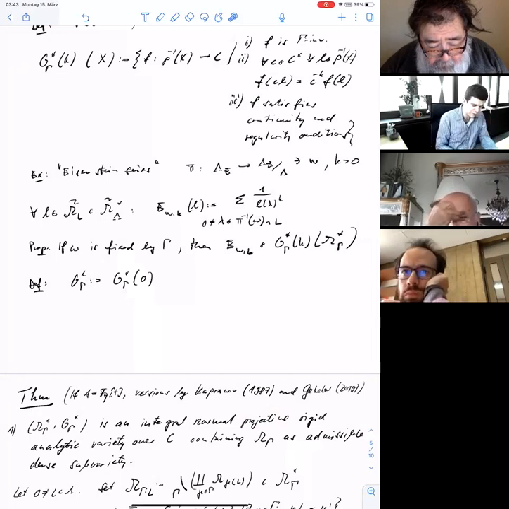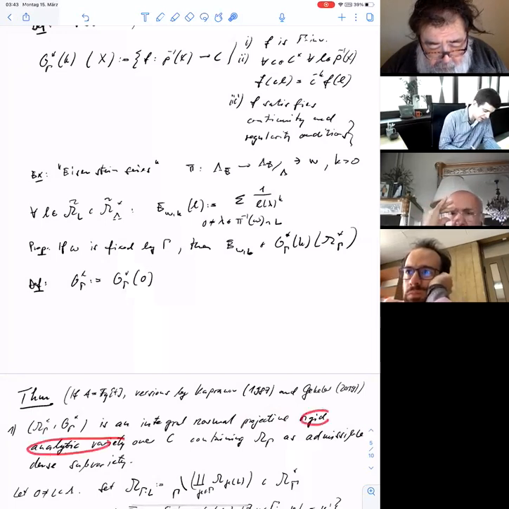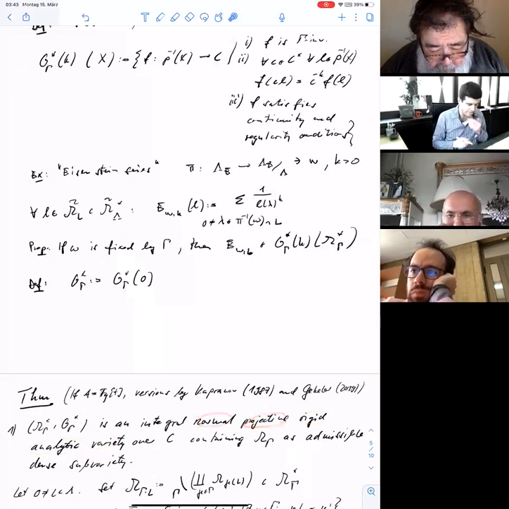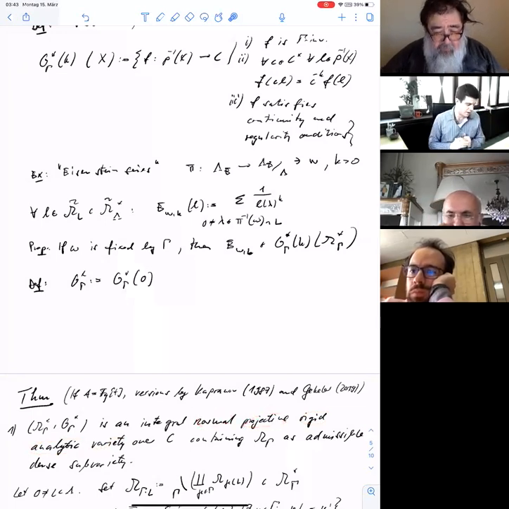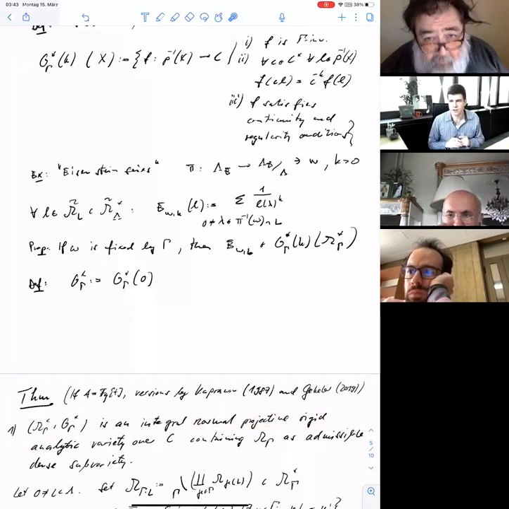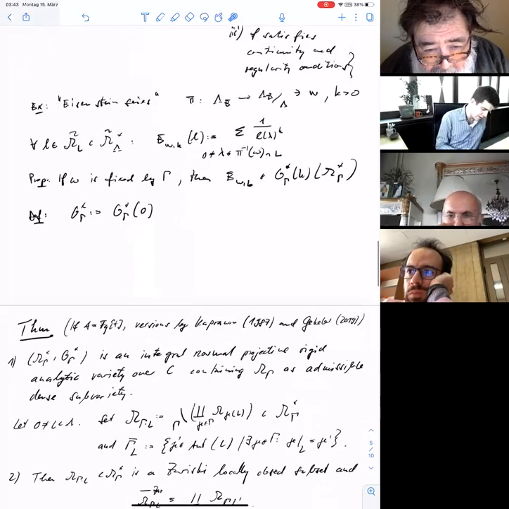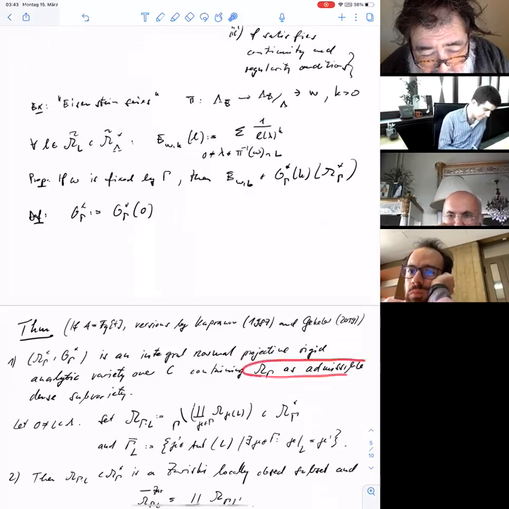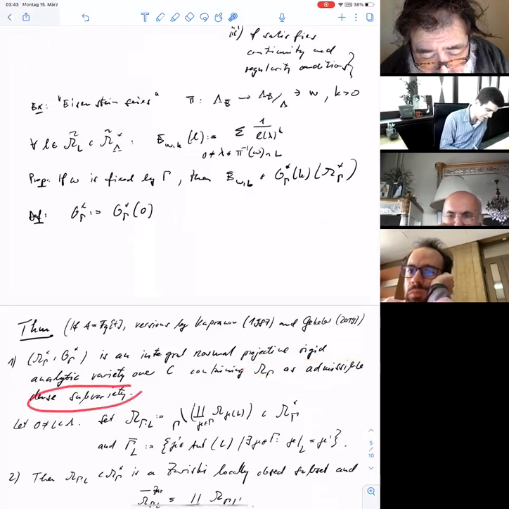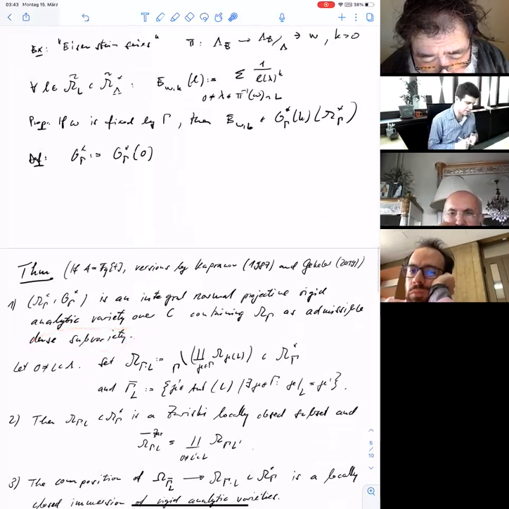It's a priori also not clear that this is a rigid analytic variety, and certainly not clear that it's projective and that it's normal. All of these properties will be shown simultaneously using a projective embedding. And omega gamma is a dense and admissible subvariety of this projective variety.